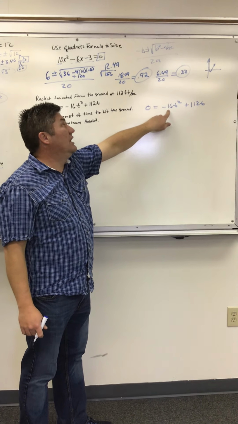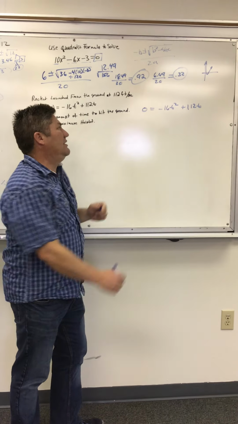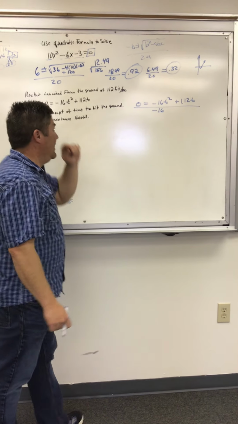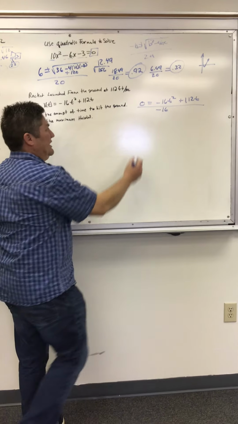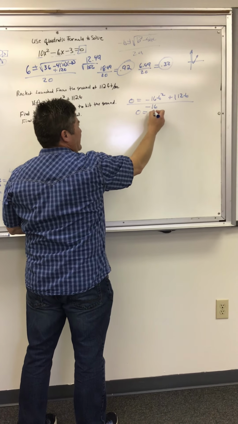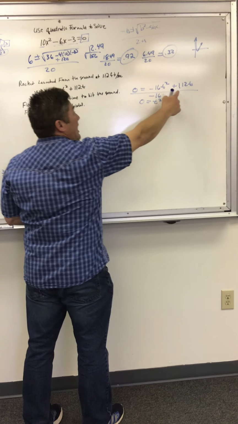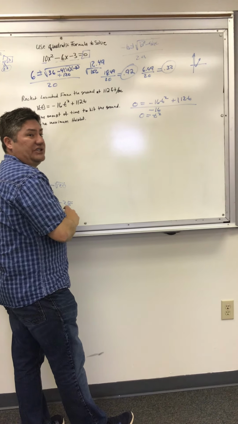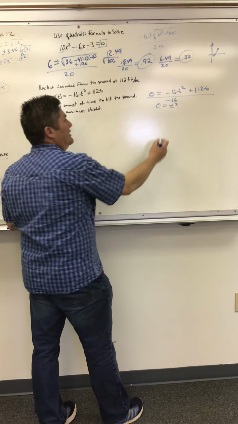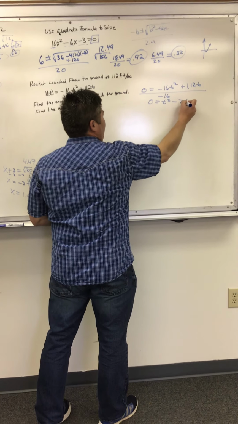So what I'm going to do is I'm going to divide everything by negative 16. Okay? 0 divided by negative 16 is 0. Negative 16 divided by negative 16 is t squared. 112 divided by negative 16 is negative 7. Yep.